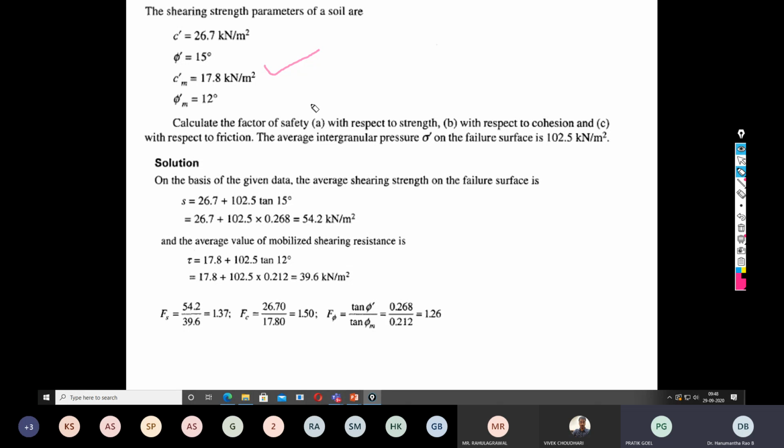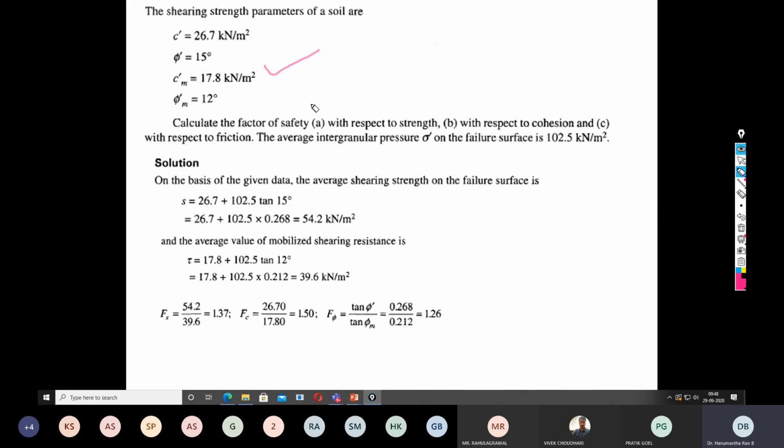Okay, exactly. So just try to understand. Mobilized means the amount of the load required just to trigger the failure. That is called mobilized. Mobilized means who is going to get mobilized here? The soil. Okay. So until 17.8 kilopascals, nothing is going to happen inside the soil mass. It is intact. No development of the failure plane or anything.